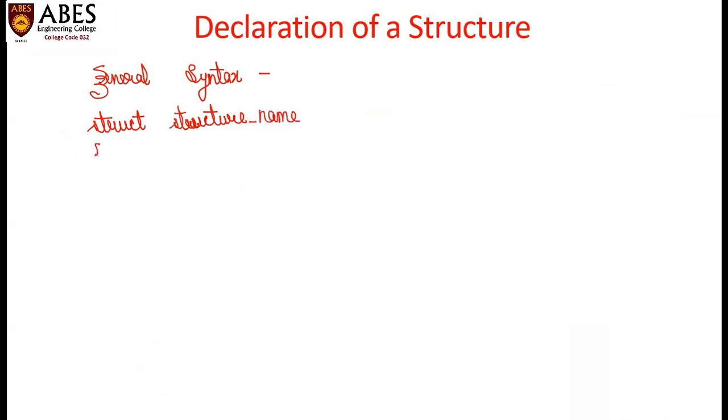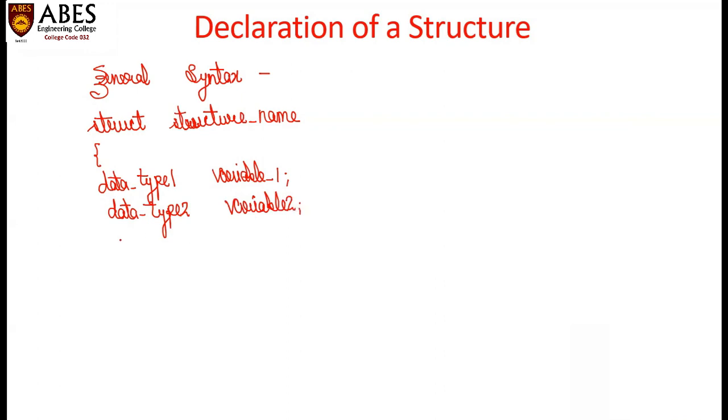As the definition told us, a structure is a collection of heterogeneous data members, so there will be a collection of data members. Let us say data type 1, and we can give any variable name, variable 1. Then data type 2, variable 2, and so on.